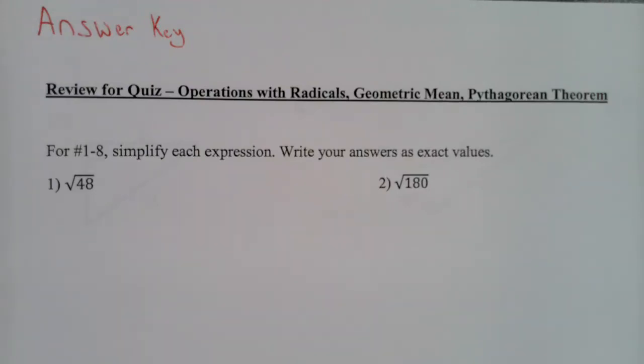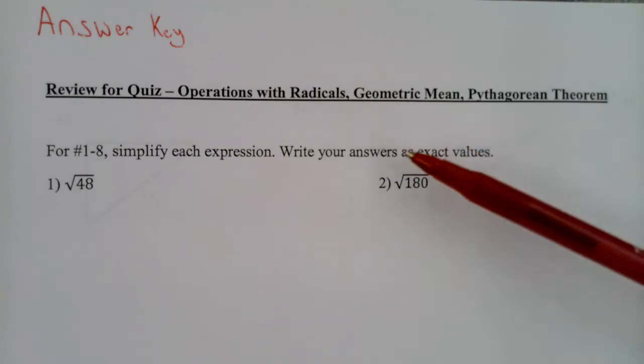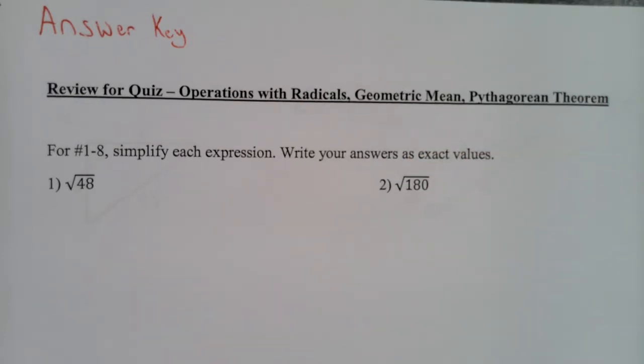All right, this video is a review for the quiz on the 3 lessons we've done so far in this unit. Lesson 1 was called Operations with Radicals. Lesson 2 is called Geometric Mean. And Lesson 3 was the Pythagorean Theorem. Now, if you haven't done so, I want you to try this on your own first before you watch the video.